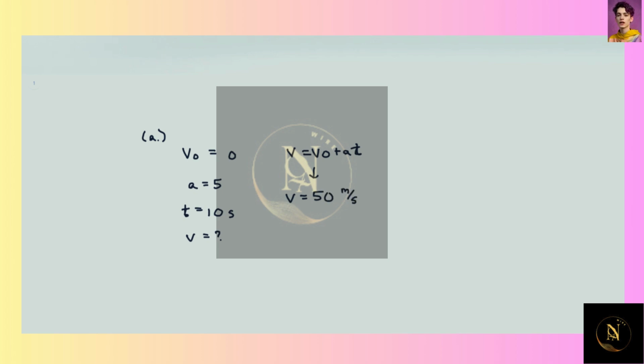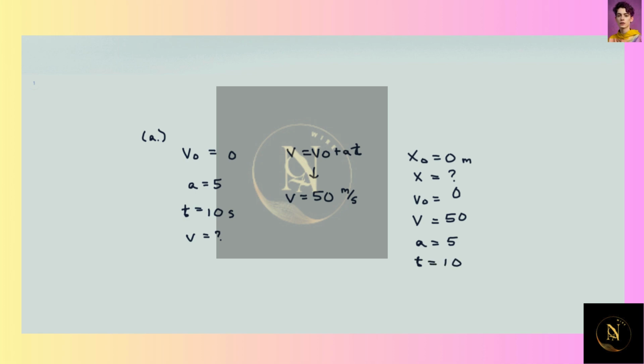Now we also need to know the distance traveled while the engines are on. To do that, we set x naught equal to 0 meters. We're trying to solve for x. Our v naught is 0. We just calculated our final v as 50. Our acceleration is 5, and our time is 10.